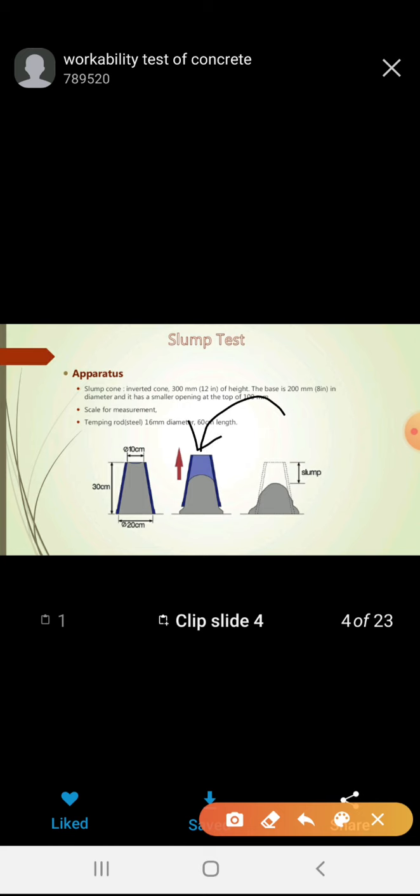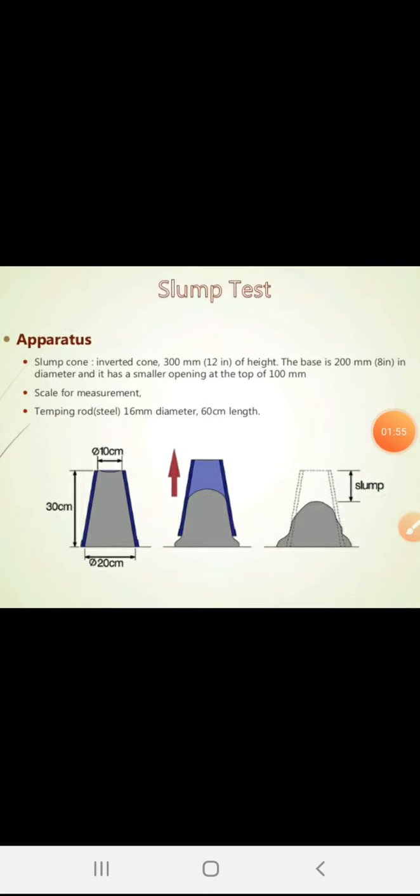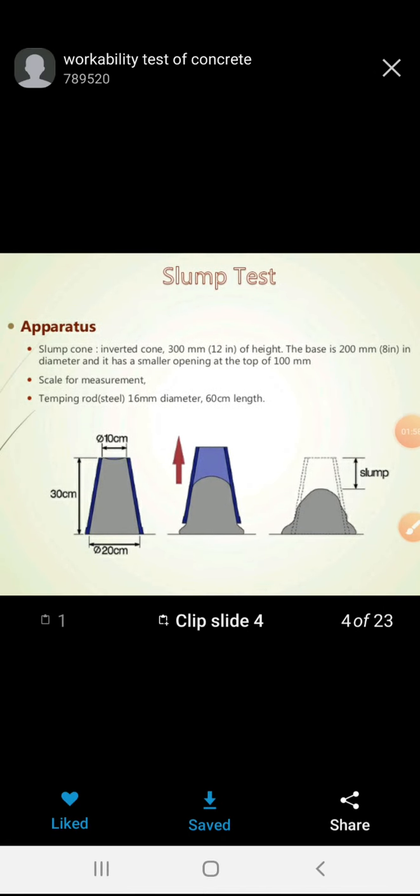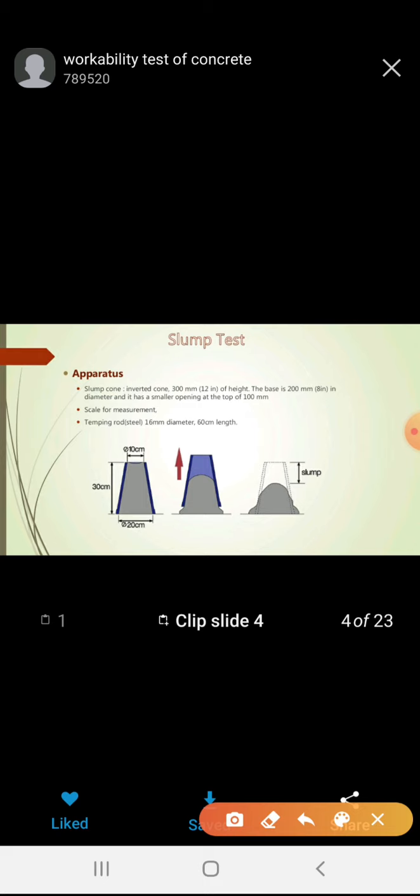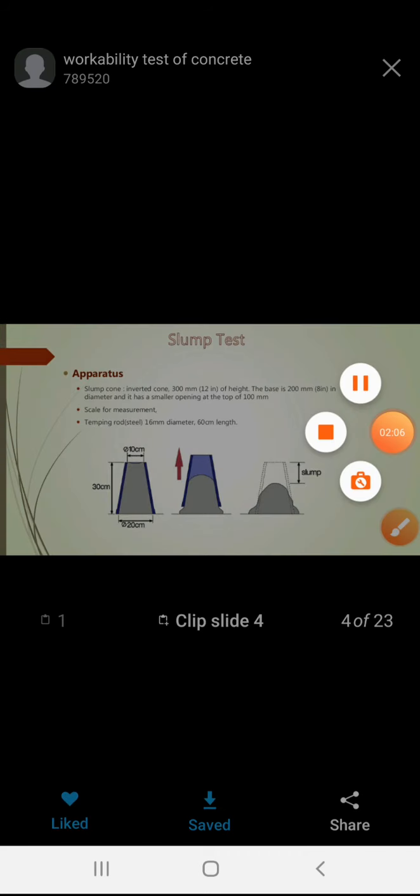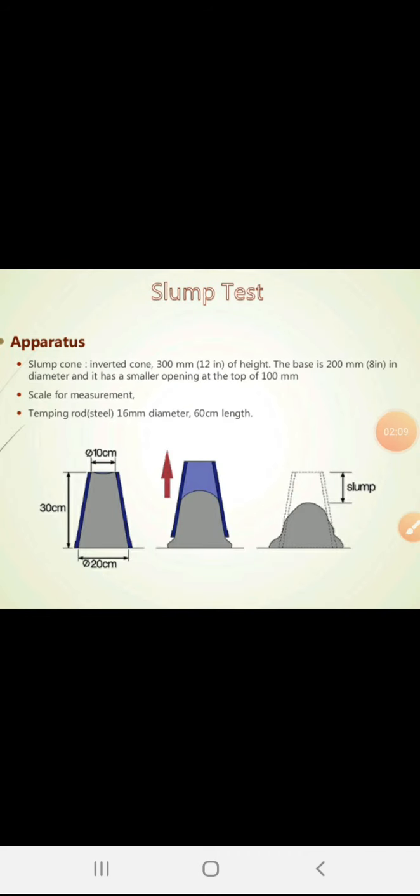The paste should be filled into the cone in 3 layers. With the help of a tamping rod of diameter 16 mm, we should tamp each of the 3 layers completely. Before that, the complete conical mold should be oiled to avoid friction. After filling the cement and aggregate in a particular manner, the mold should be completely filled up with the concrete, and the remaining concrete should be trimmed with the help of a trowel.